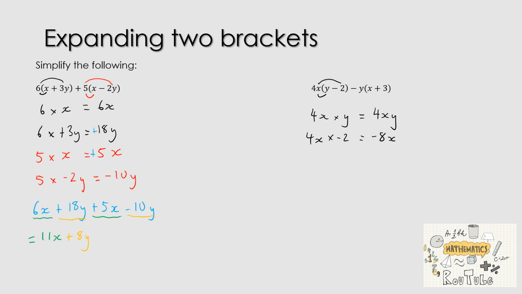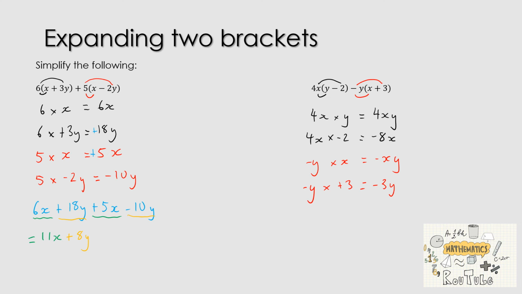Next one. We've now got negative y times x. Negative y times x just equals negative xy. Remember, you're just flipping it because you're writing it in alphabetical order. And the next one is negative y multiplied by positive 3. Then we've got a negative times a positive will give us a negative. And then we've got 3y.